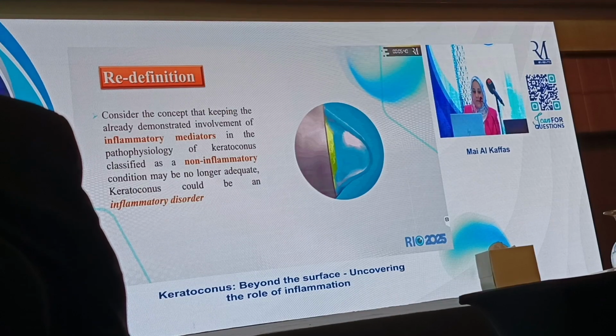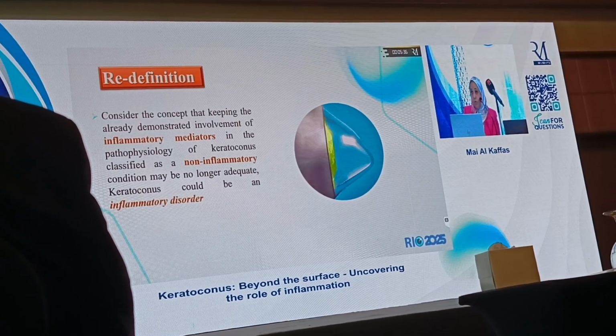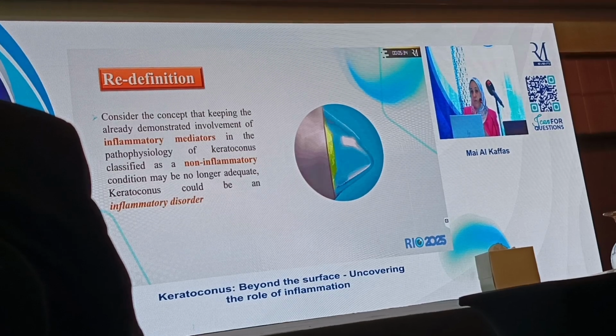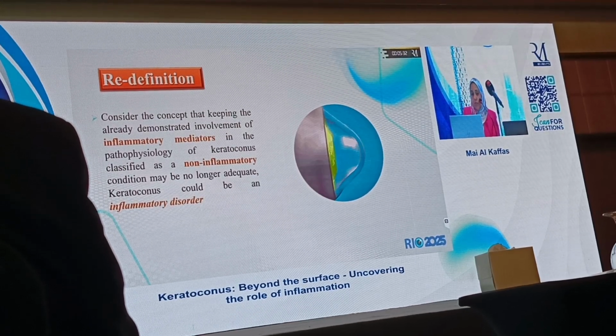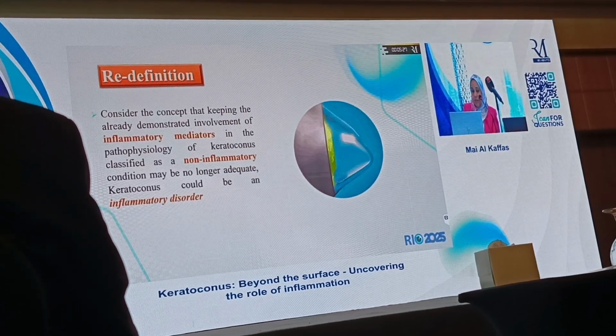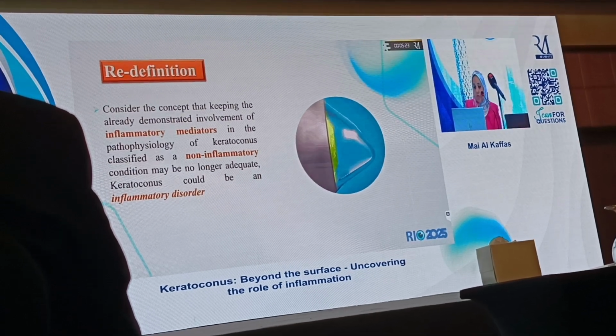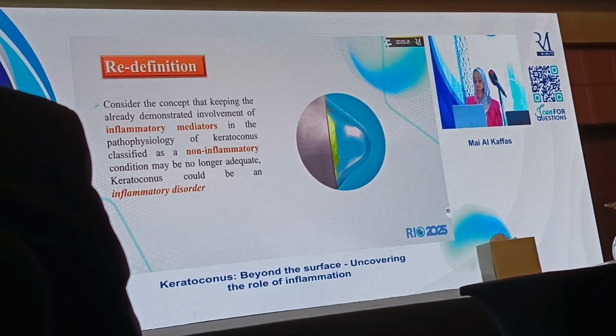So, as a redefinition, consider keeping in mind the already demonstrated involvement of inflammatory mediators, as we can dig through in this session. The pathophysiology of keratoconus, classified as a non-inflammatory condition, as we said in the first slide, may be no longer adequate. Keratoconus could be an inflammatory disorder.